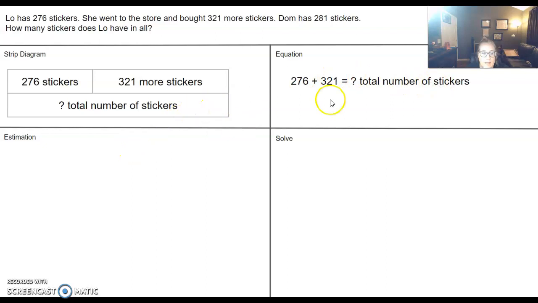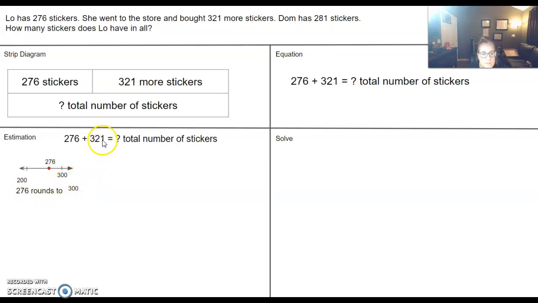So now I'm going to estimate. So I'm going to go ahead and bring down my estimation. So here's my equation that I'm going to bring down. And I'm going to still use the rounding as my form of estimation to help me. So I'm going to start with 276. I have 200 on this side and I have 300 on this side. And 276 is somewhere around here. And let's look at it. Is 276 closer to 200 or is 276 closer to 300? That's right, it's closer to 300. So 276 rounds to 300.